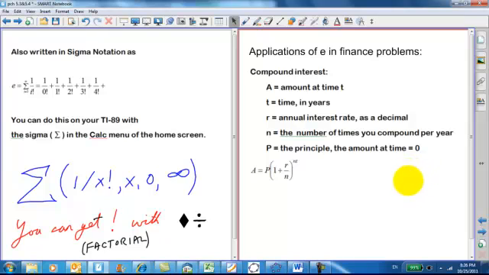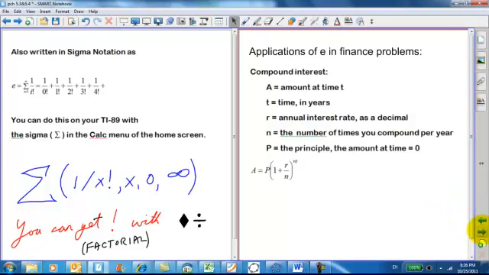Now, here's some applications. They come up in finance a lot. First, you have to understand the idea of compound interest. Here's what all the constants mean. I do expect you to memorize this formula and know how to use it. A is the amount at time t. t is the time in years. r is the annual interest rate as a decimal. n is the number of times you compound per year. And P is the principal, the amount at time t equals 0.